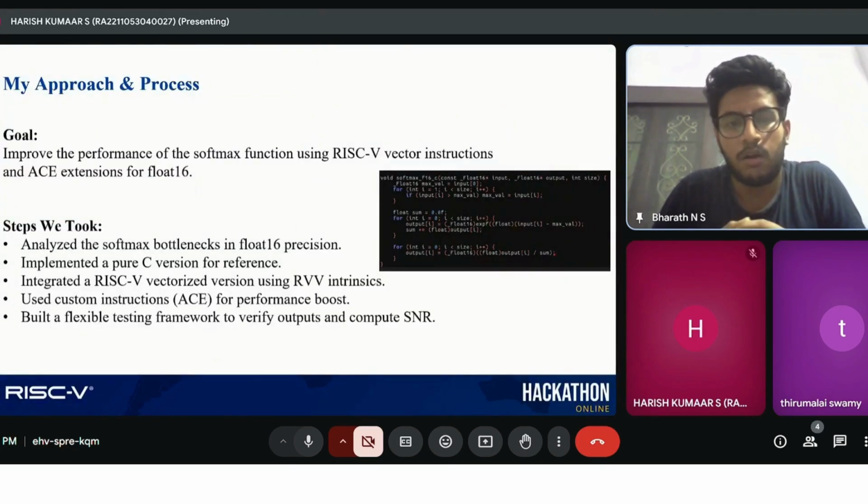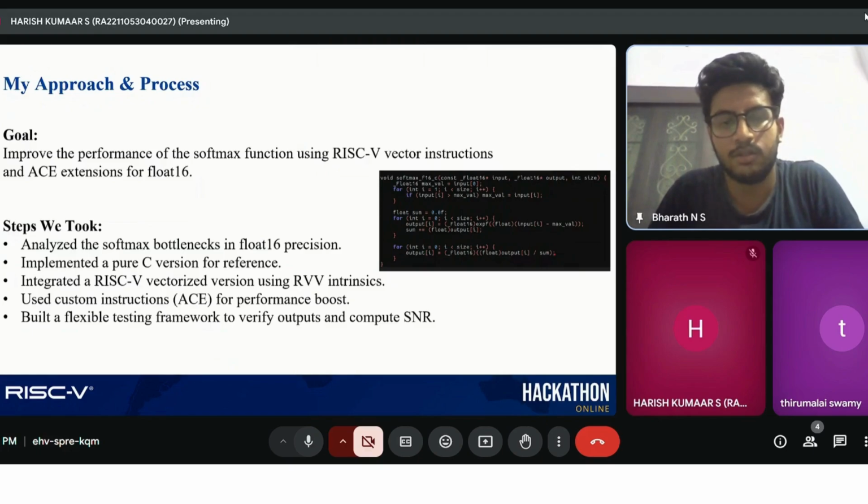One key part of our implementation was the manipulation of CSRs, control and status registers, to configure and monitor ACE behavior. We also worked with inline assembly for fine-grained control. Finally, we built a custom test harness to validate correctness and compute SNR, signal to noise ratio, which helped us confirm numerical stability of our vectorized implementation.